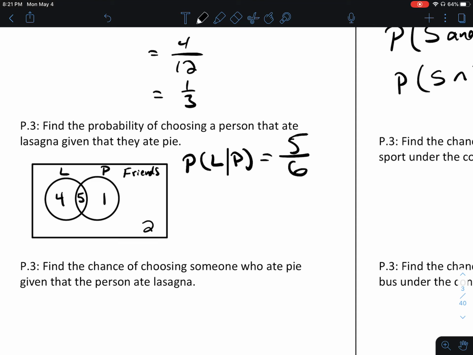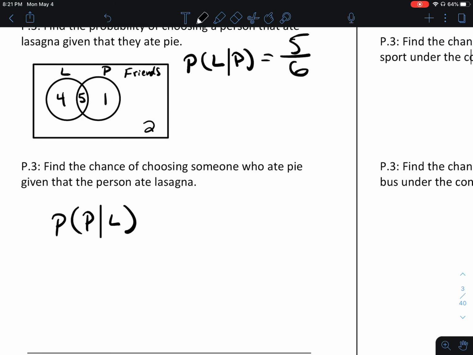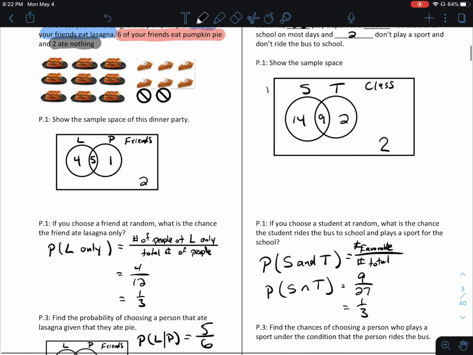Let's check out the problem below this. Find the chance of choosing someone who ate pie. Find the probability that someone ate pie, given that that person had eaten lasagna. So we look at the lasagna circle. There are 9 total people. That's the number of outcomes. And on the top, we put the favorable outcomes. Of the 9 people that ate lasagna, how many of those had pie? Well, that would be 5. So that's 5 out of 9. This is conditional probability based upon a condition.